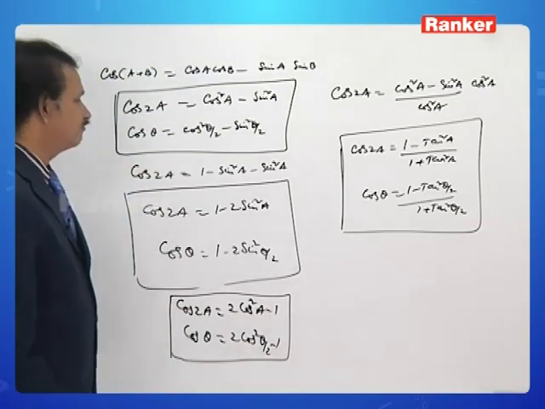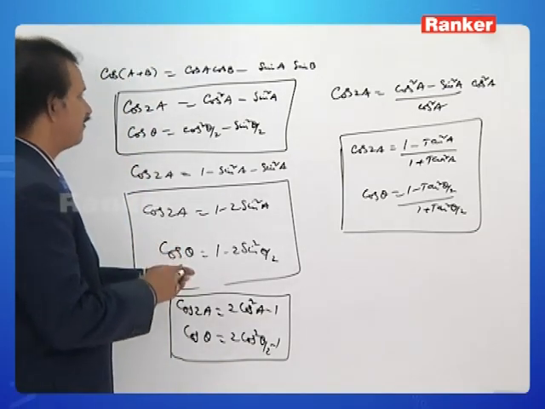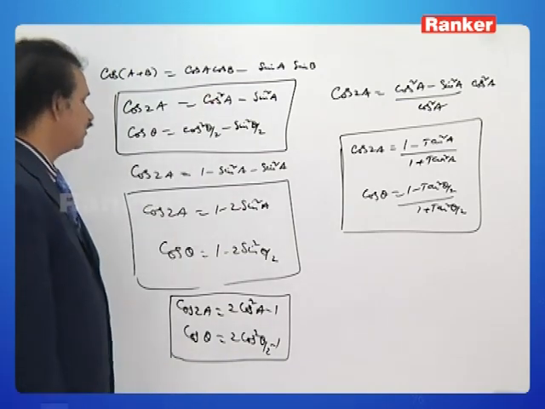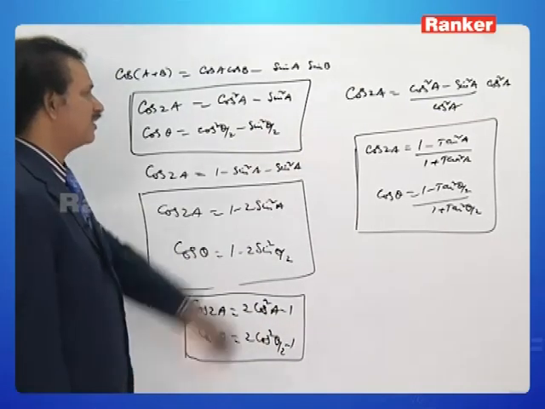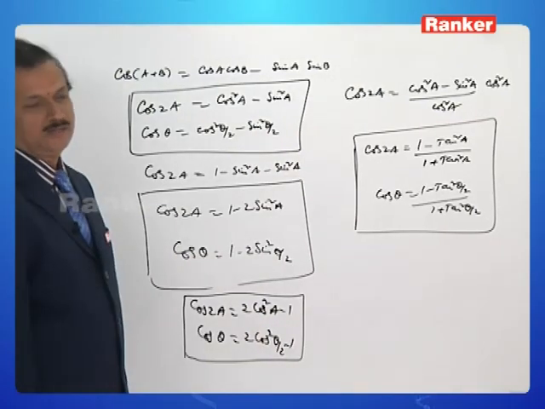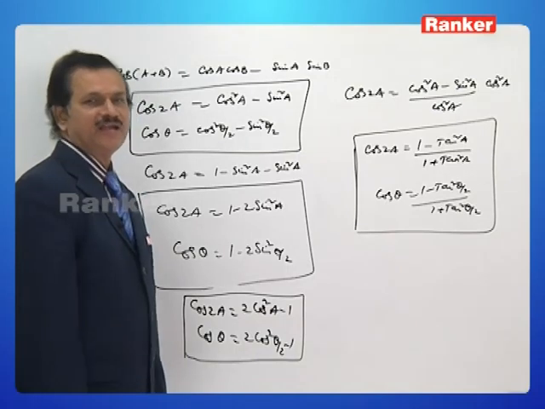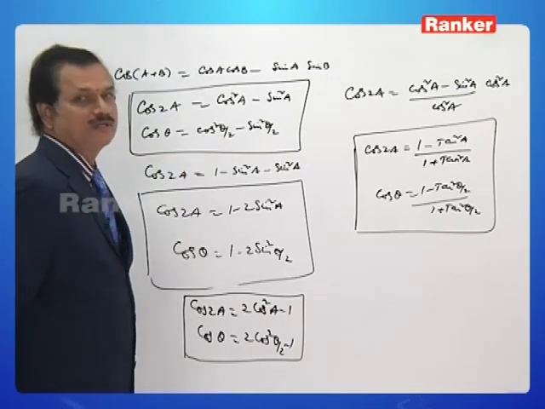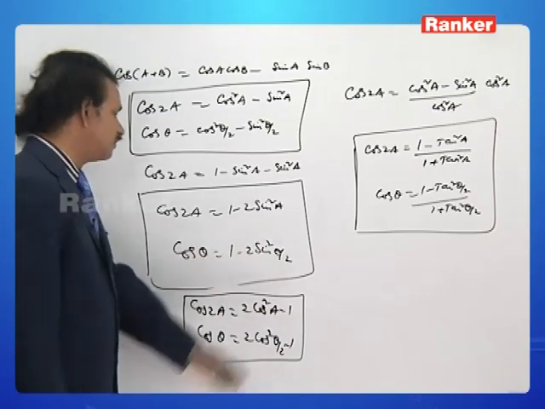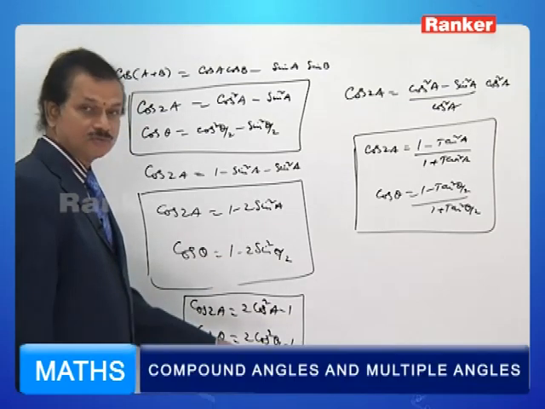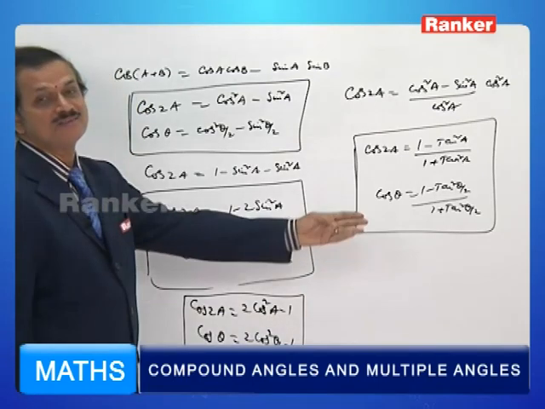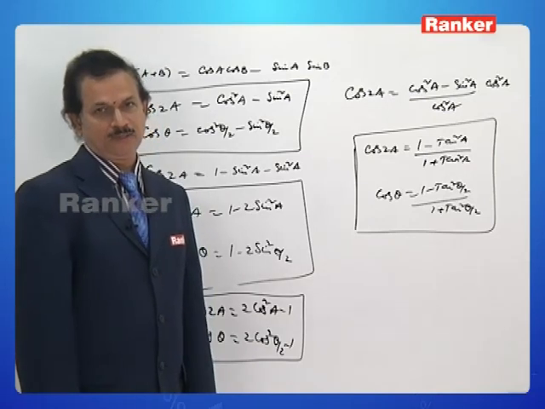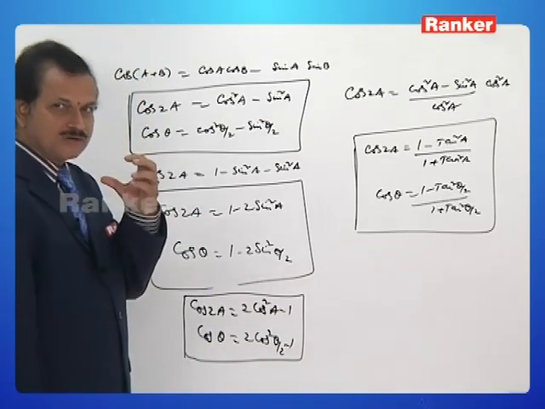How many? Altogether 4 boxes are there. There are 4 different formulae for cos 2A. One is cos square A minus sine square A, 1 minus 2 sine square A, 2 cos square A minus 1, and 1 minus tan square A by 1 plus tan square A. And in every such thing, you can replace A by some theta by 2, so that you have cos theta is equal to cos square theta by 2 minus sine square theta by 2, cos theta is equal to 1 minus 2 sine square theta by 2, cos theta is equal to 2 cos square theta by 2 minus 1, and cos theta is equal to 1 minus tan square theta by 2 by 1 plus tan square theta by 2. Besides these, there are few more special formulae.